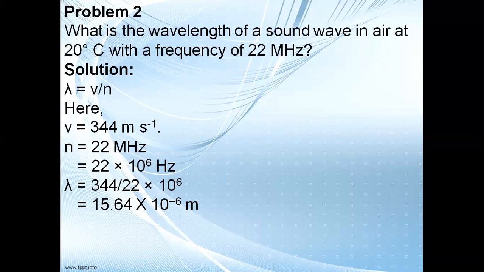So 344 divided by 22 equals 15.64 into 10 power minus 6, because the 10 power 6 goes up, it is converted from plus to minus. It is converted into micrometer, because 10 power minus 6 we call micro. So 15.64 micrometer. This is the wavelength.